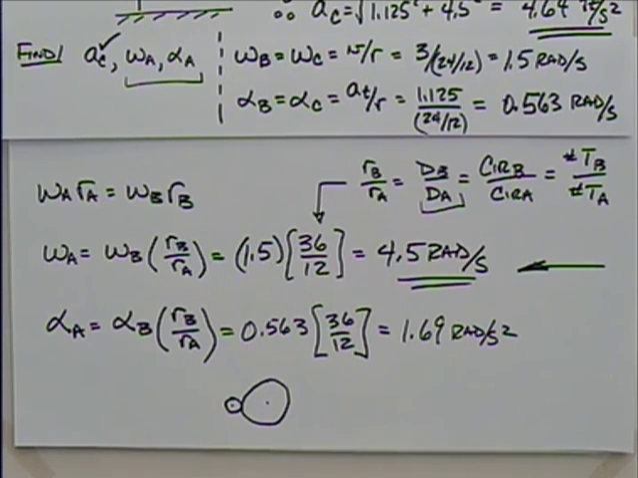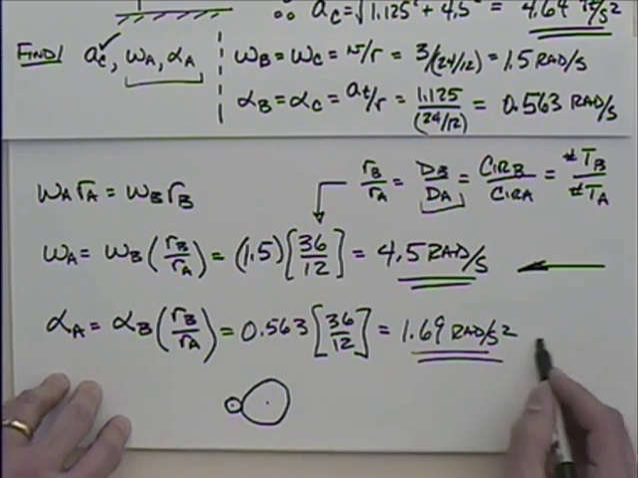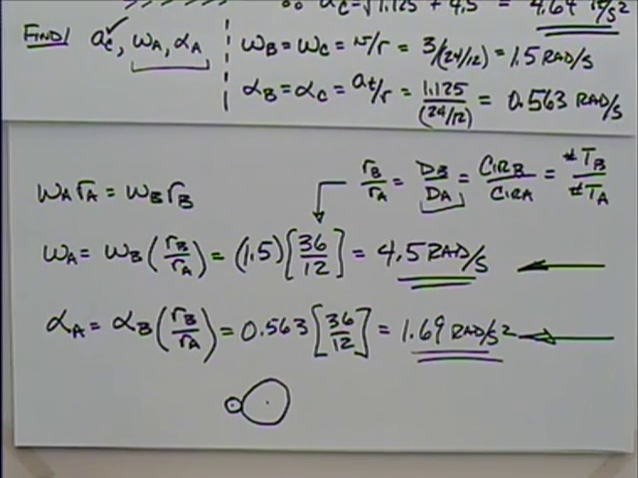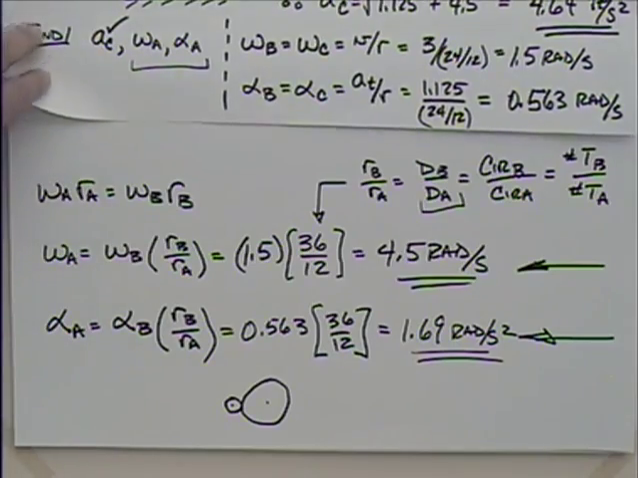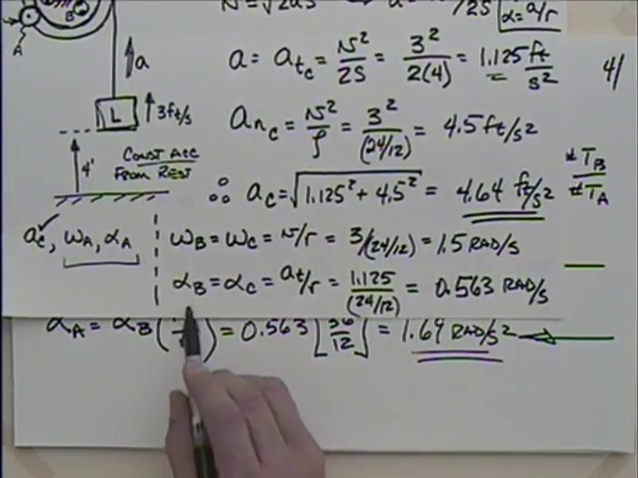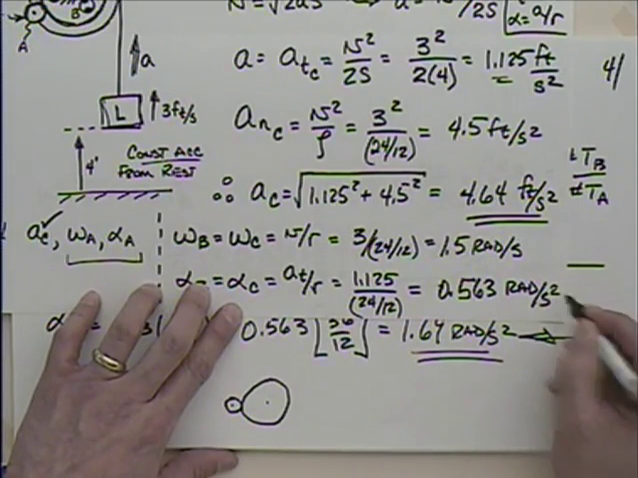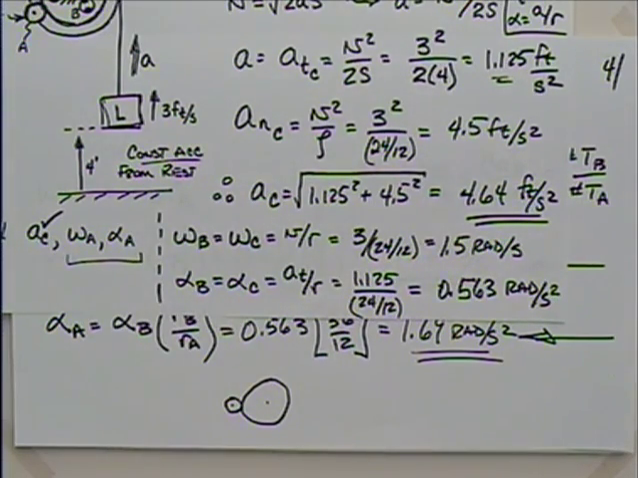Questions with that? Yes? Should the... let's see. Oh, up here, yes. Alpha B and alpha C should be radians per second squared. Is that what you're referring to? You are correct. Radians per second squared. Thank you. Other questions?